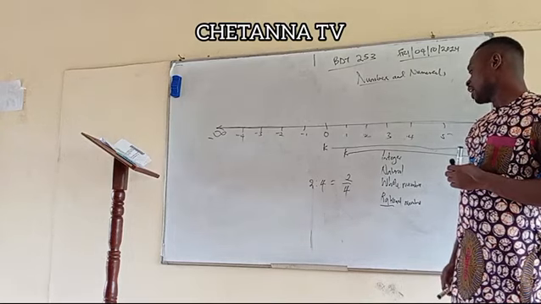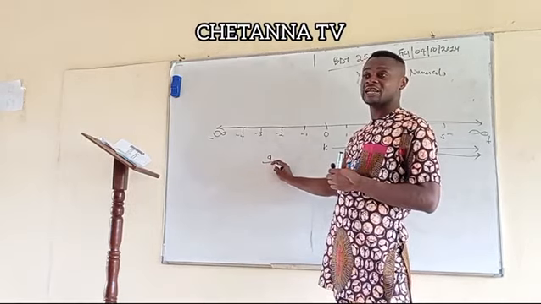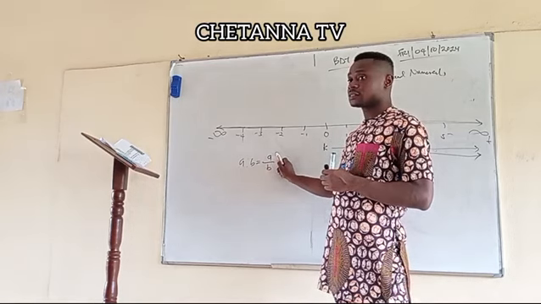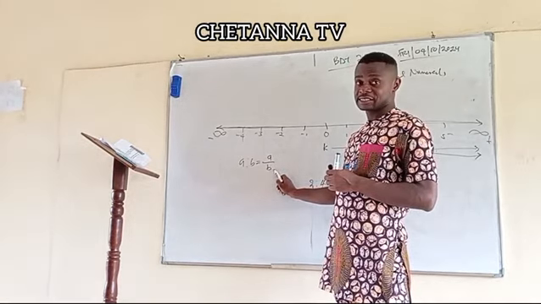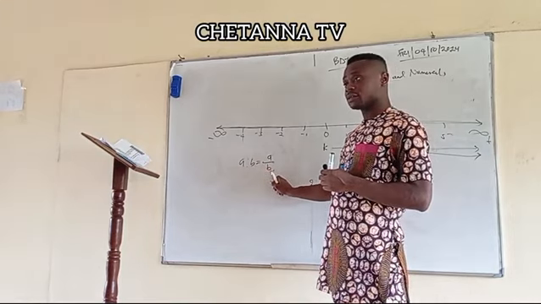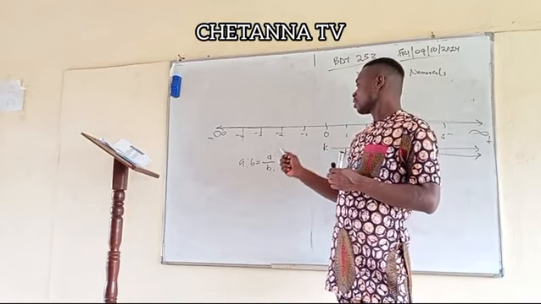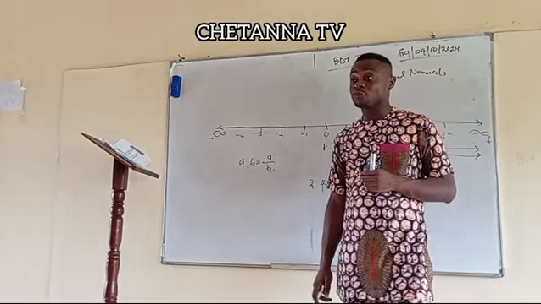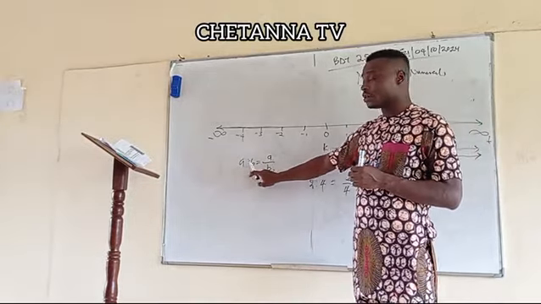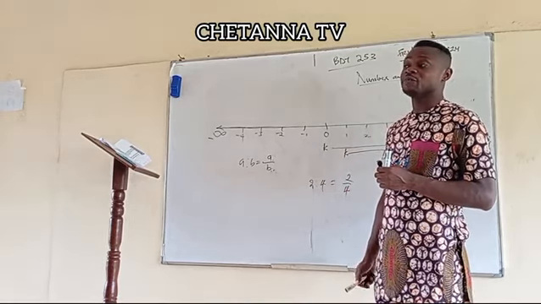So then what are rational numbers? Rational numbers are numbers that can be represented in the form a over b, or a is to b, where a and b are integers. But a can be 0, while b cannot be 0. If b becomes 0, it becomes undefined.